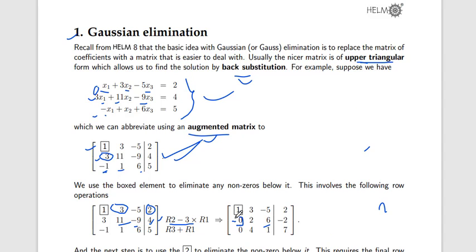We got the 0 below the 1. Now we also want to get 0 in place of -1. How do we get it? Simple, R3 plus R1, because here we have -1 and 1. So we simply add the first row into the third row, and we will get 0. So R3 plus R1: 3 plus 1 is 4, -5 plus 6 is 1, 2 plus 5 is 7. So in the first column, below the first row, we get 0.